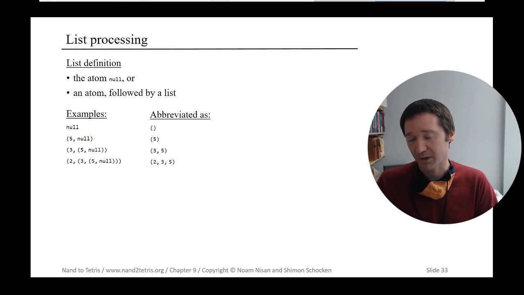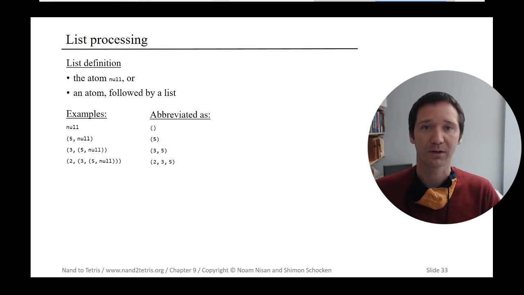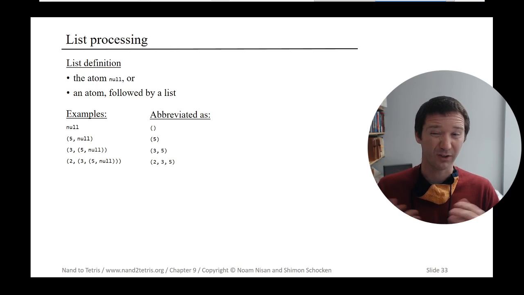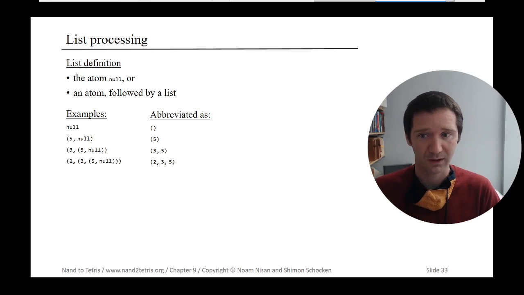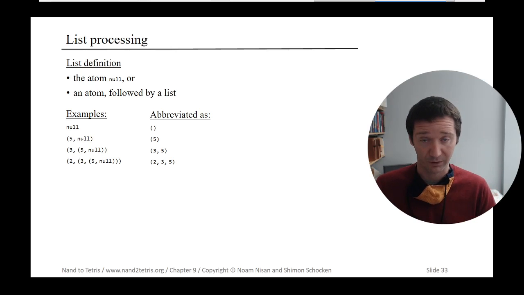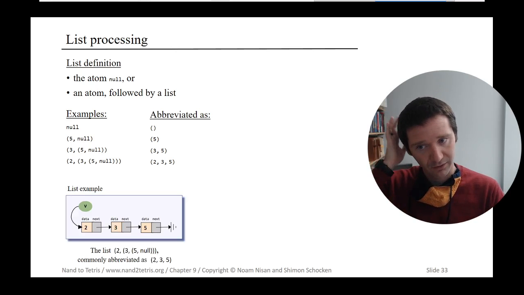We abbreviate that because it gets very infuriating, and we abbreviate it with parentheses. So the null list is just 2 parentheses with nothing in it. This second list, 5 followed by null, is just 5. And you can see that we keep going. We're not going to show the recursive listing; for instance, the last one is 2 followed by 3 followed by 5. That's what's in the list. We don't show those recursive sets of lists.